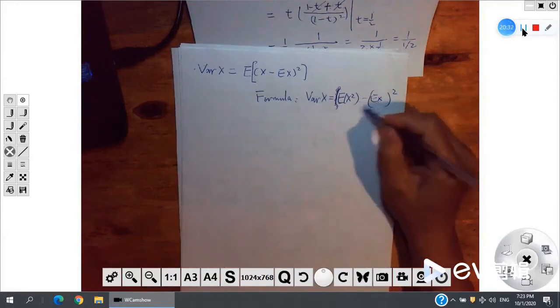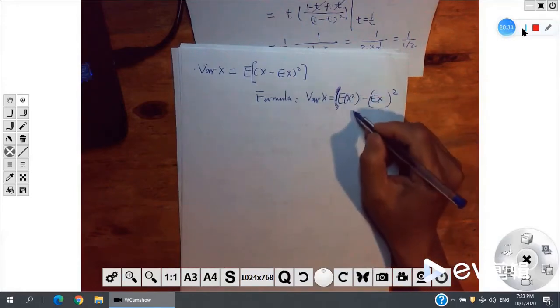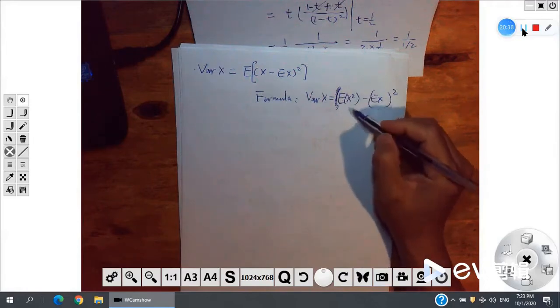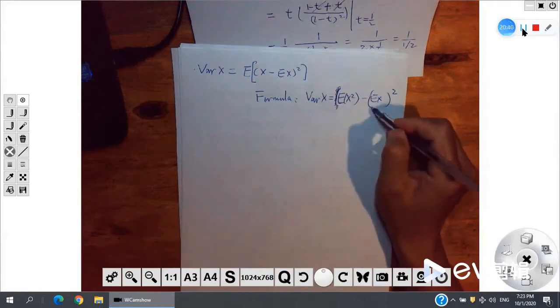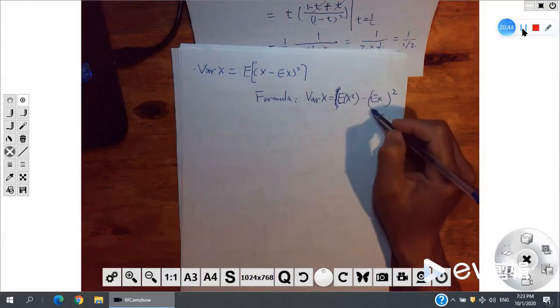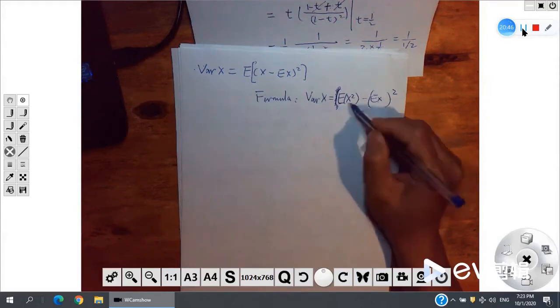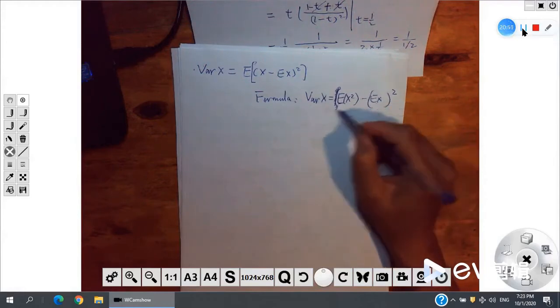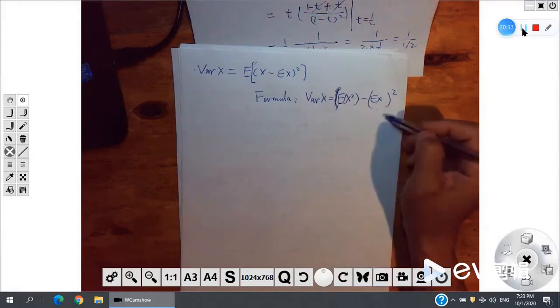I don't prove it. Actually, to prove this, you need two parts. You need to prove it for the discrete case, and also prove it for the continuous case, and for both types you get this result. Alright, we can just remember it and know how to use it. That will be fine.